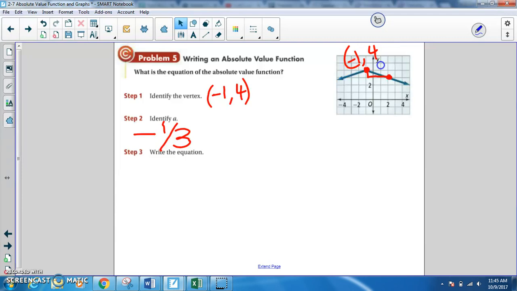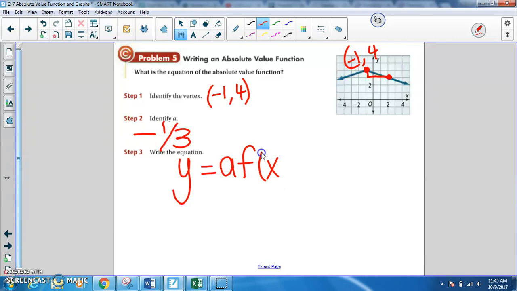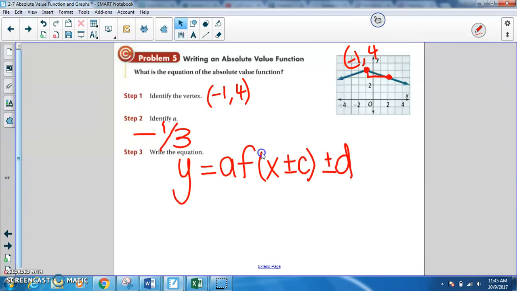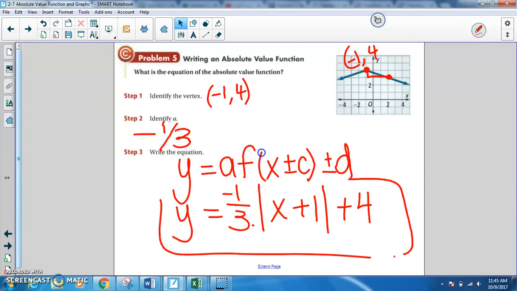Now can we write our equation? Think about our equation. y is equal to a times f of x plus or minus c, plus or minus d. But instead of f of x, it's the absolute value of x. So negative 1/3 times the absolute value of x. We want minus 1, so plus 1, because opposite on the inside, plus 4 is equal to y.